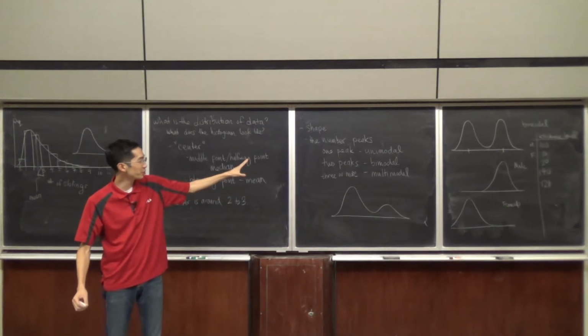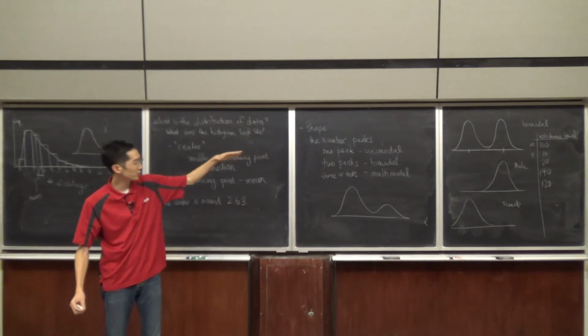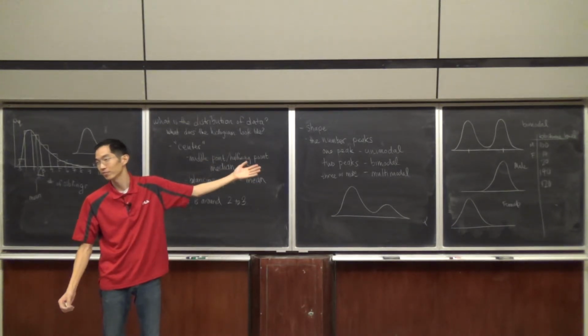So when we're talking about shape, we've got the number of peaks: unimodal, bimodal. If you have more than that, multimodal.